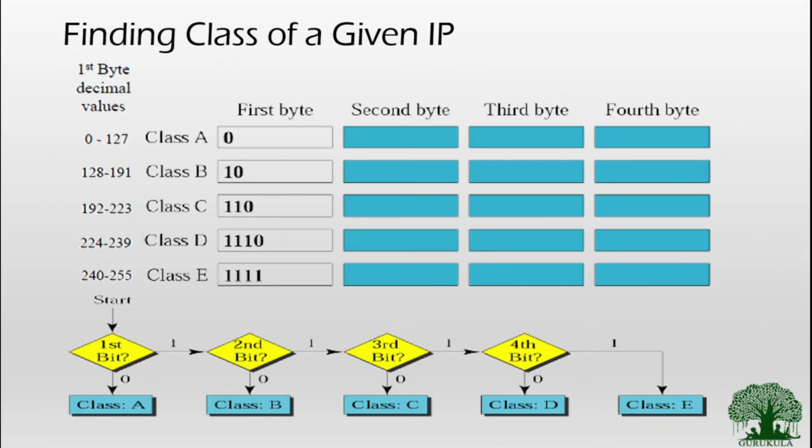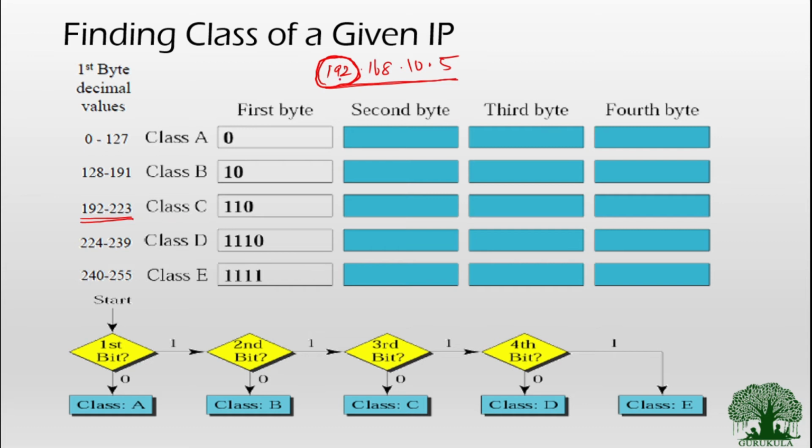So this is an overall picture which will help you to identify which class of IP address is given to you. Let's take an example: if an IP address 192.168.10.5 is given to you, and you are expected to find out which class of IP address this is, you can simply take the first byte alone. What is the first byte? It is 192. So you can see that 192 to 223 belongs to class C address.